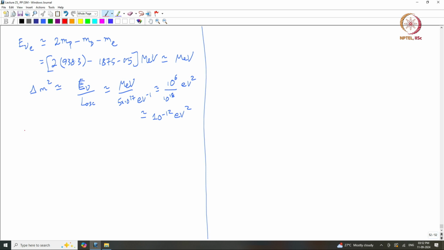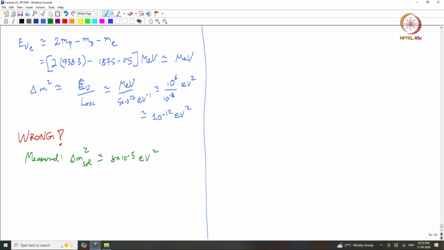and this is absolutely wrong. Why? Because what we do measure, I just wrote it down, the measured value from solar neutrinos is 8 times 10 power minus 5 electron volt squared, which is around 10 power minus 4. So we are 8 orders of magnitude off here. So what's going on here?